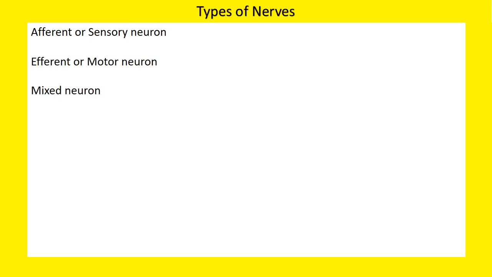So in this slide I will tell you about the types of nerves. First we learned the parts of nerves, and in this slide we will learn about the types of nerves. There are 3 types of nerves: afferent or sensory neuron, efferent or motor neuron, and the last is mixed neuron. The first, afferent, starts with A, and the second, efferent, starts with E. Okay, let's move on to our next slide.